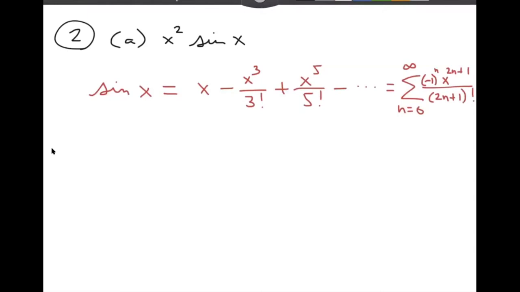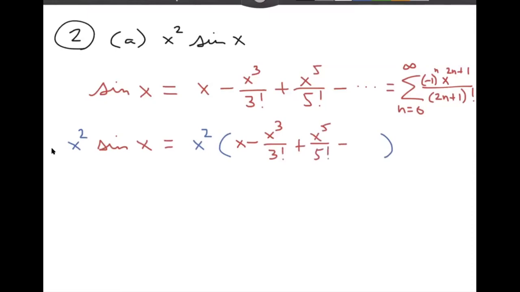All right, so all we have to do to turn that into a series for x squared sine x is just multiply the whole thing by x squared. In other words, distribute in x squared. So x squared sine x is going to be x squared times the series x minus x cubed over 3 factorial plus x to the fifth over 5 factorial, et cetera, et cetera. So that gives you this series, x cubed minus x to the fifth over 3 factorial plus x to the seventh over 5 factorial. In other words, we've just increased each exponent by 2.